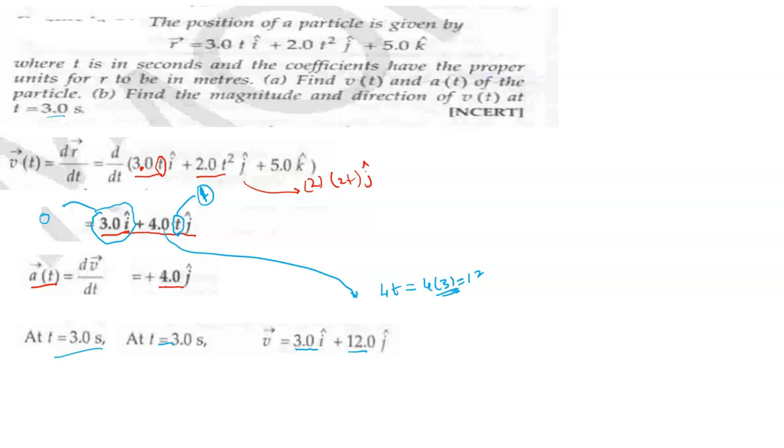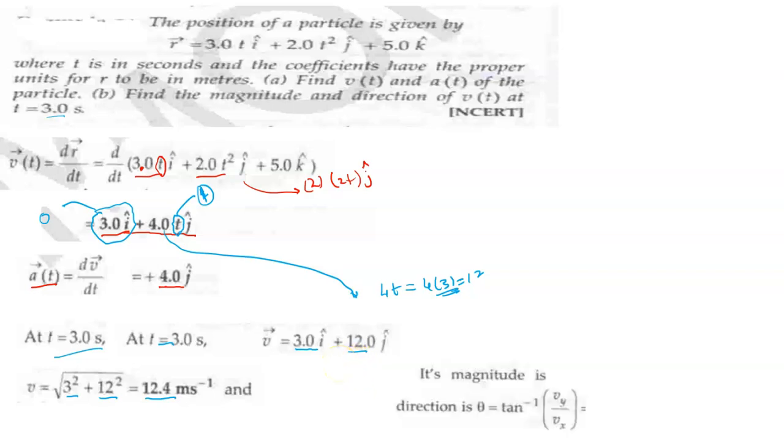Now for acceleration, we already have 4 j. This is the final answer. Now we want the magnitude of the velocity. The magnitude is the square root of 3 square plus 12 square, which is approximately 12.4 meters per second.